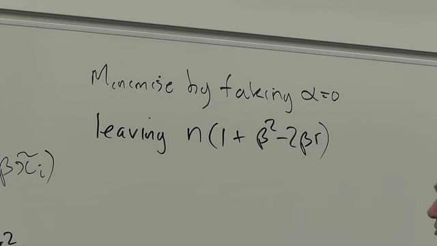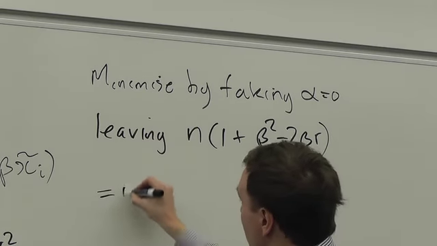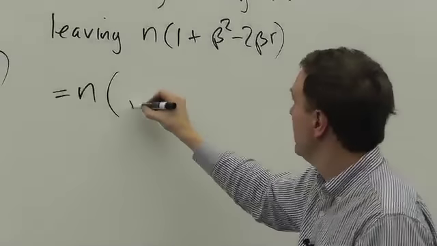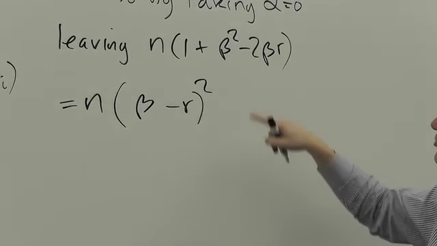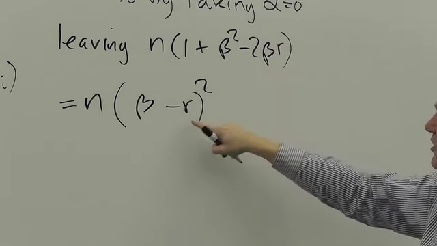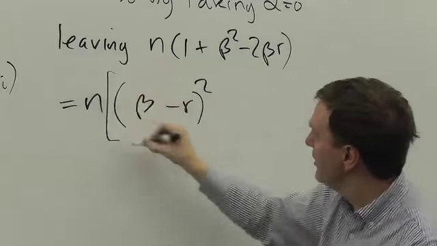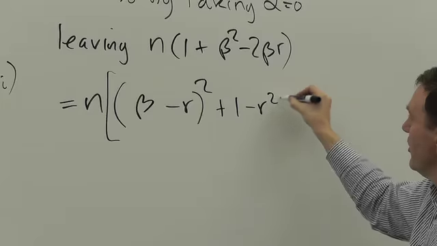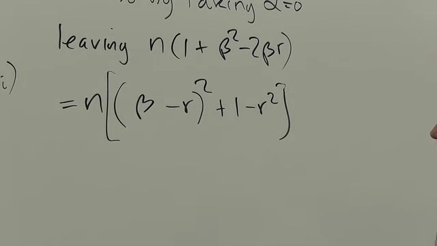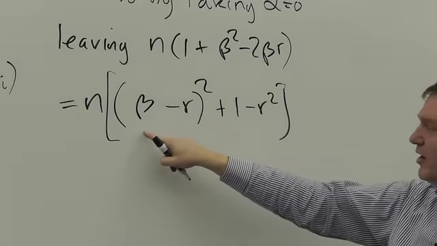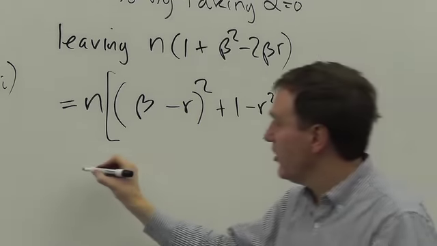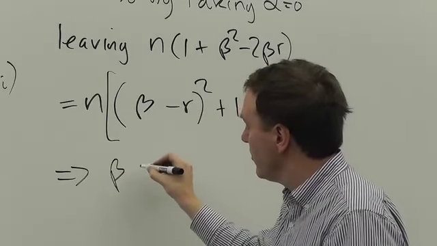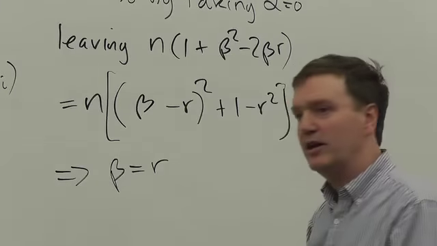We could differentiate and do it by calculus, but we don't actually need to do that because we can do it as follows. It's n, and then we have beta minus r, squared, and that gives us the right amount of beta squared, the right amount of beta r. The only thing is it didn't give us the 1 here, so if we put a bracket in here, we get plus 1 minus r squared. And again, we can see without doing any calculus that we don't want this to be positive. It can only be positive or 0. We would like it to be 0. So that tells us that we should make the expression as small as possible by taking beta equal to r.